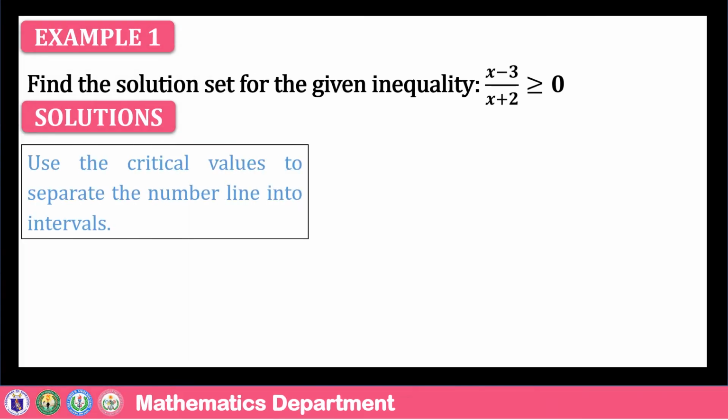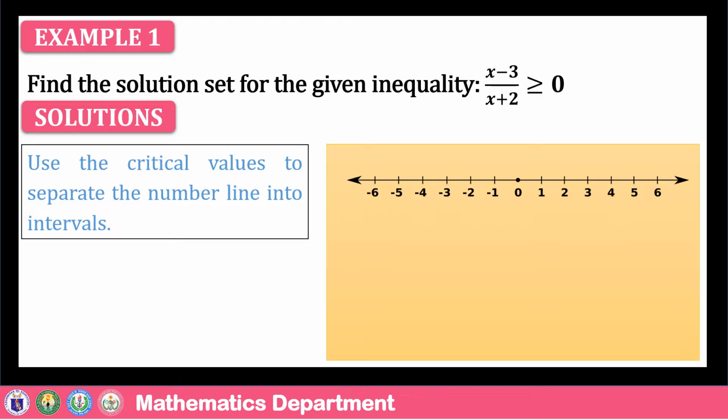So for our next step, we use the critical values obtained in the previous step to separate the number line into intervals. So in our previous step, we obtained two critical values, so meaning to say we are going to separate our number line into 3 intervals. Now, the first critical value that we have is negative 2, and the second critical value is positive 3. So as you can see, meron tayong makikita ditong tatlong intervals. So this is our first interval, this one here is our second interval, and this one is our third interval.